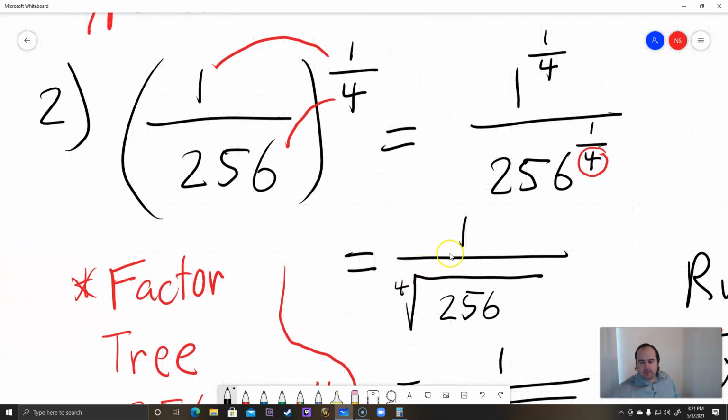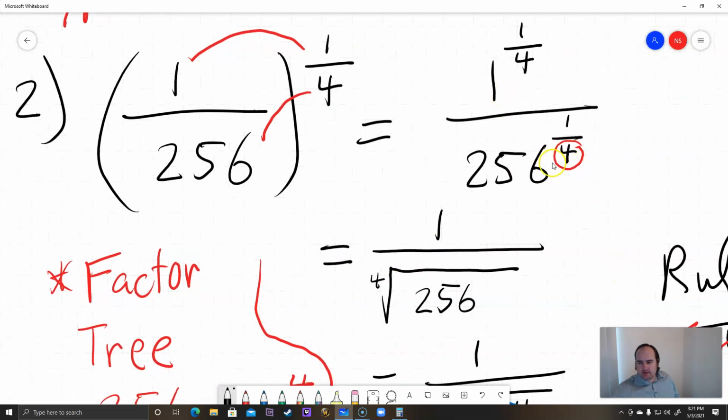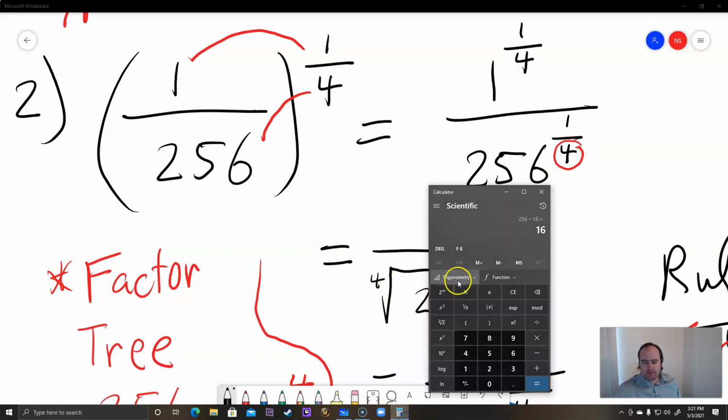Okay, so for example, up here, when we had 256 to the 1/4 power, we could have typed that into our calculator. So we would do 256, and then we would press the exponent button, and then we would do parentheses, and then we do 1 divided by 4, and then we end parentheses. So that gives us 256 to the 1/4 power. Press equals, and that gives us 4. Okay?